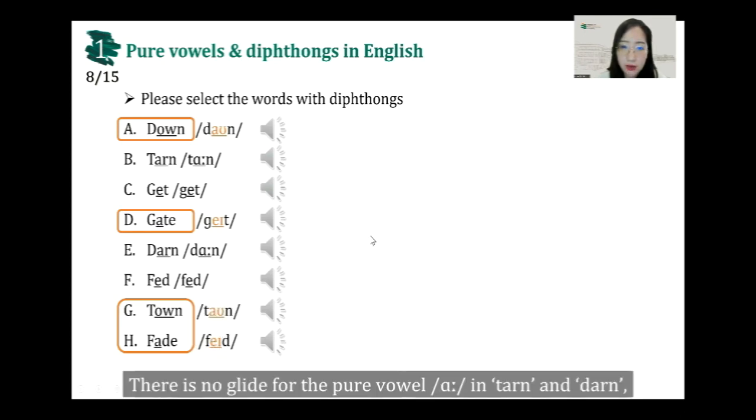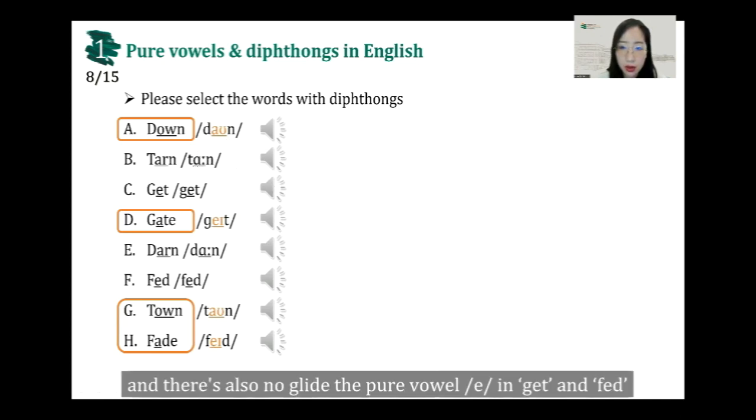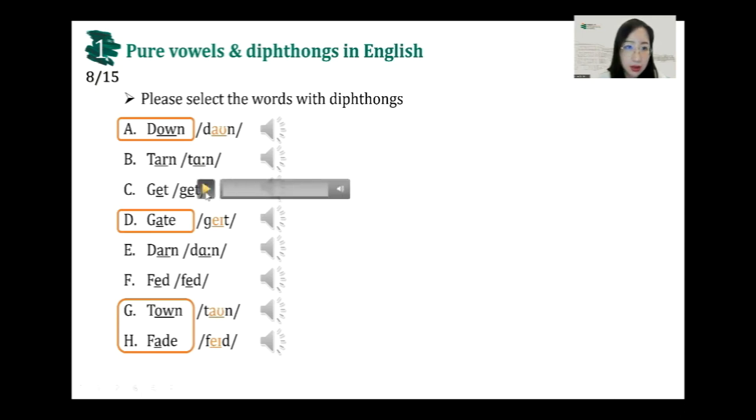There's no glide for the pure vowel a in town and done. Dawn, tarn. And there's also no glide for the pure vowel e in get and fed. Get, fed.